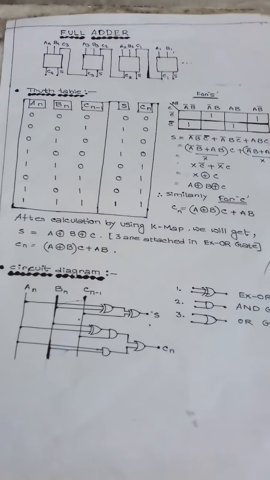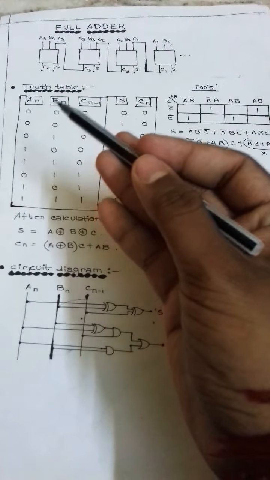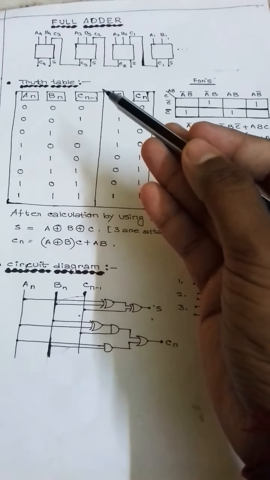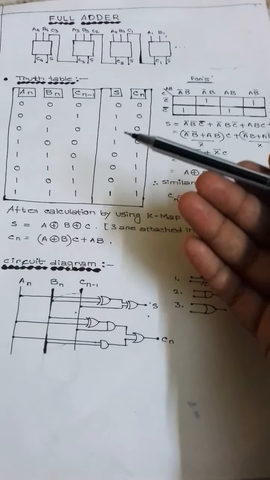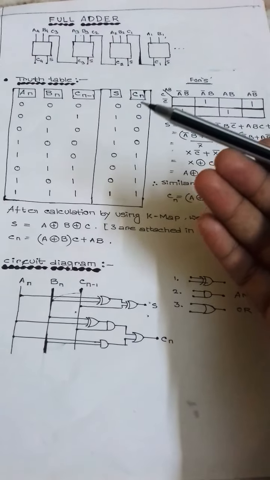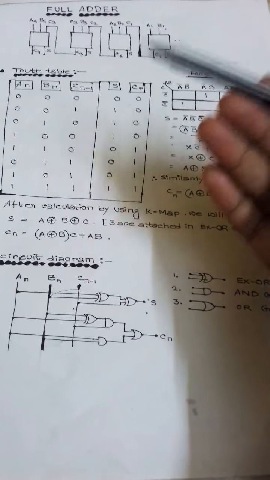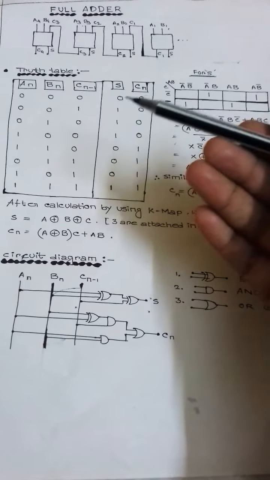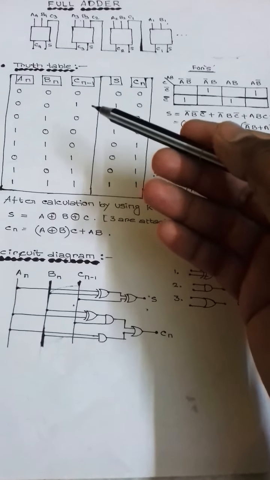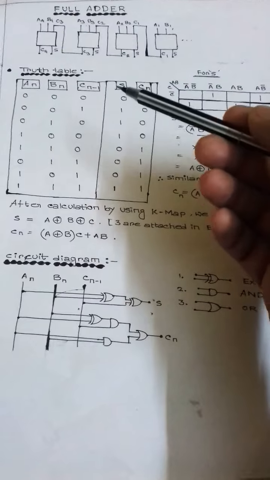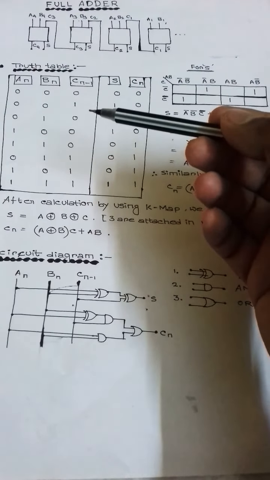Now by using these three inputs an, bn and cn minus 1, I make the truth or excitation table, whatever you can say, both are the same thing. Many people call it an excitation table and some call it a truth table. So here you see the truth table, and an, bn and cn minus 1 are the inputs.